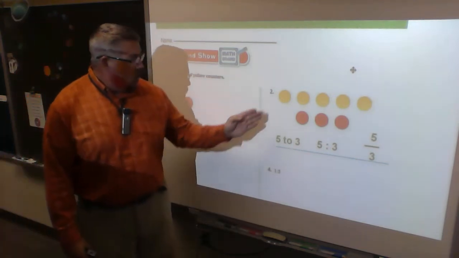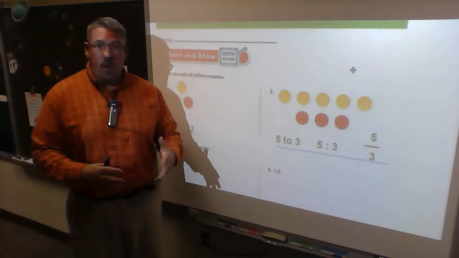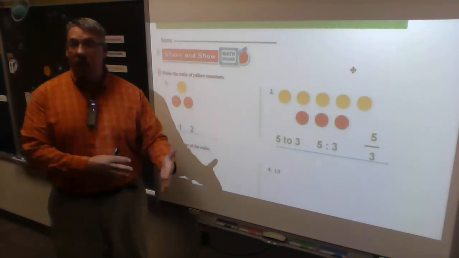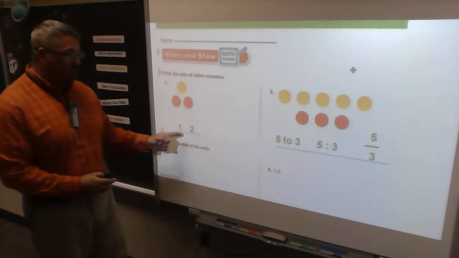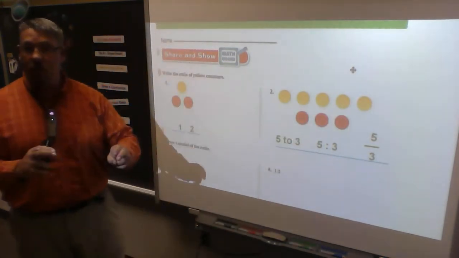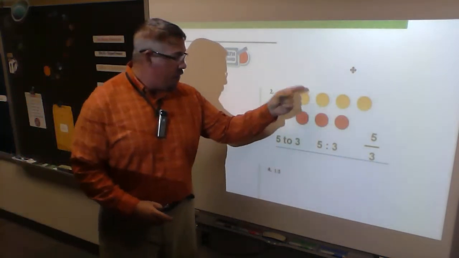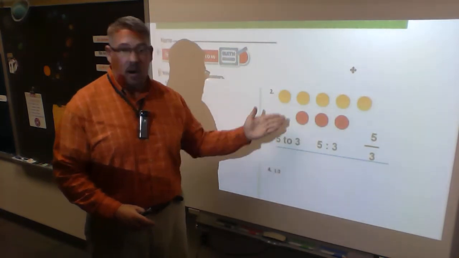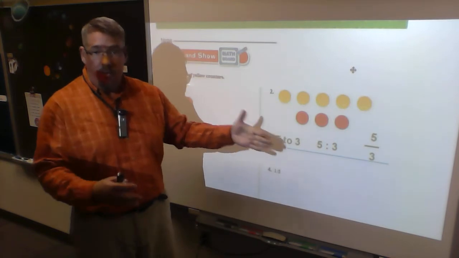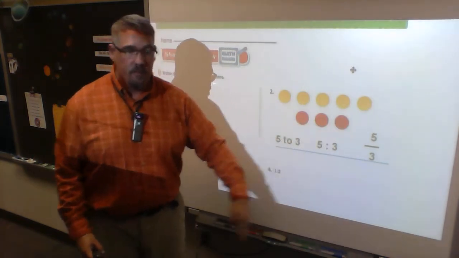On number 2 then, my yellow, I wrote it all 3 ways. It doesn't say to write all 3 ways, but you can use it in any of the 3 ways that you would like. They used a colon here. You could use the colon. You could use the word 2, or you can show the fraction form of the ratio. But you have 5 yellows, and you're going to compare it to what's left, which is 3 reds. So it's 5 to 3, or 5 to 3, or 5 to 3.